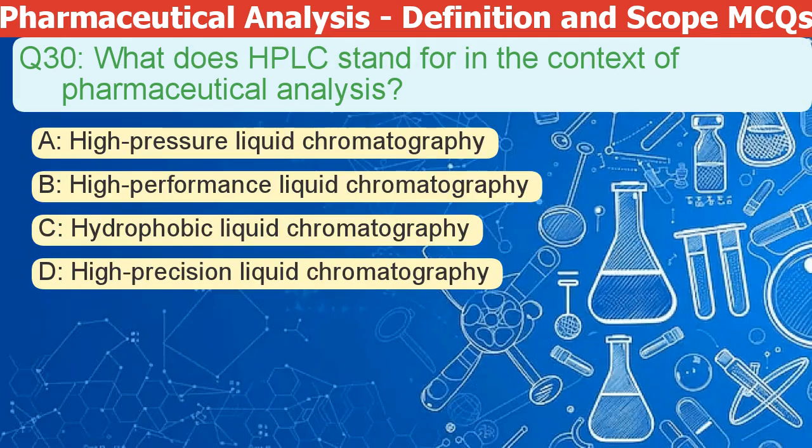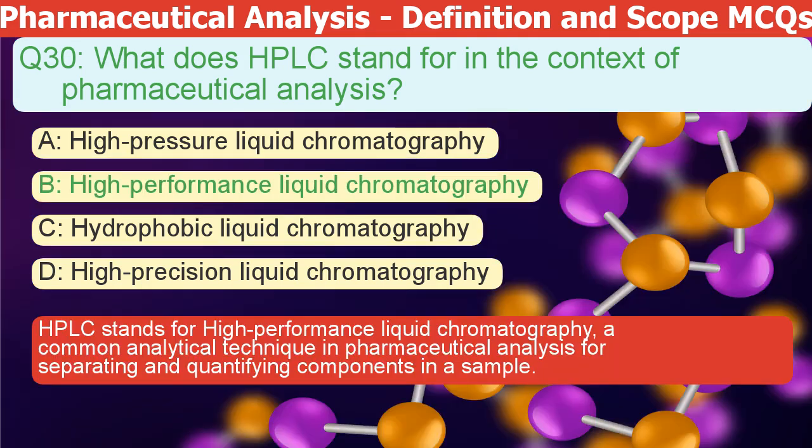What does HPLC stand for in the context of pharmaceutical analysis? A. High pressure liquid chromatography. B. High performance liquid chromatography. C. Hydrophobic liquid chromatography. D. High precision liquid chromatography. The correct answer is B. HPLC stands for high performance liquid chromatography. It's a common analytical technique in pharmaceutical analysis for separating and quantifying components in a sample.